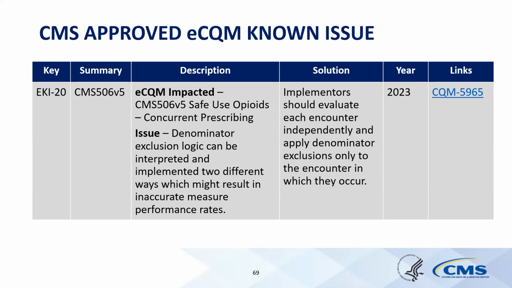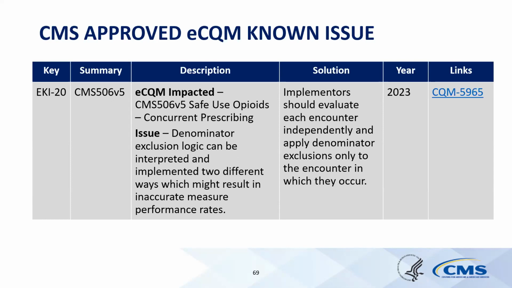So this known issue indicates that there's an implementation issue specific to the denominator exclusion logic, which contains repetitive logic statements specific to the inpatient encounter that can be interpreted in 2 different ways for each exclusion type. An example is cancer diagnosis. So one way it can be interpreted is to exclude all patient encounters during the measurement period, even if only one encounter has a denominator exclusion, which is not consistent with the measure intent and may result in erroneous results.